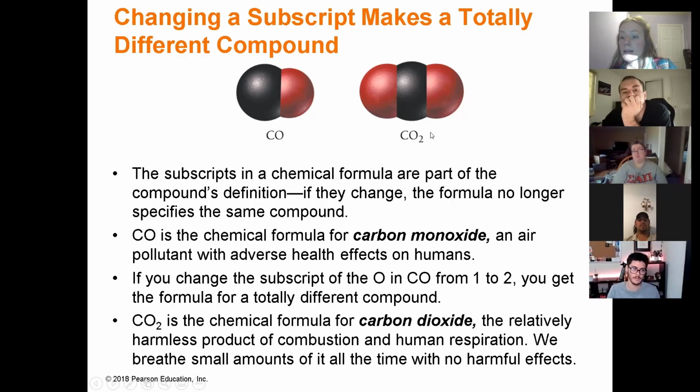What's the big deal? Well, carbon dioxide is a relatively harmless gas that we exhale and plants breathe in. Carbon monoxide is a pollutant and a poisonous gas; you probably have carbon monoxide detectors in your house because you don't want to have it in high quantities. So we never want to forget about subscripts or drop them. They're important.